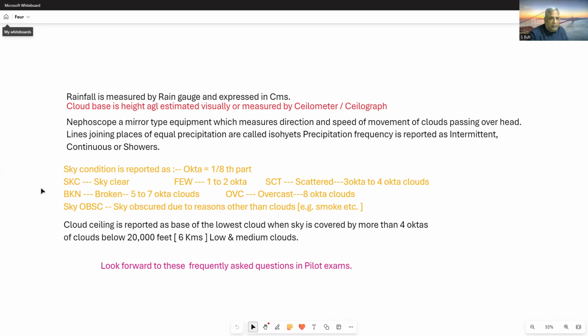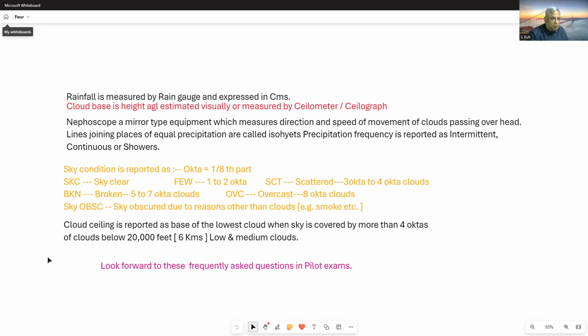More than half the sky, but not fully covered, is called BKN, broken clouds. That is 5 to 7 octas. And if the whole sky is covered with clouds, we call it overcast. That is 8 octas. When the Met Officer reports sky OBSC, obscured, it means the sky is not visible from the ground, and the reason is other than clouds. What can it be? Dust, smoke, etc.